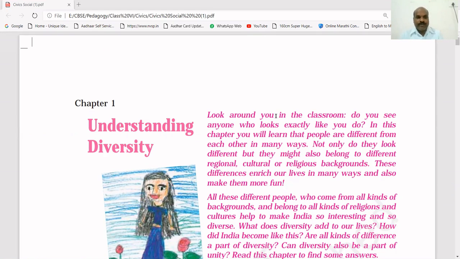Today we are going to discuss understanding diversity. Understanding diversity, this lesson, is from the 6th standard civics, first lesson. So this understanding diversity is a very important lesson.